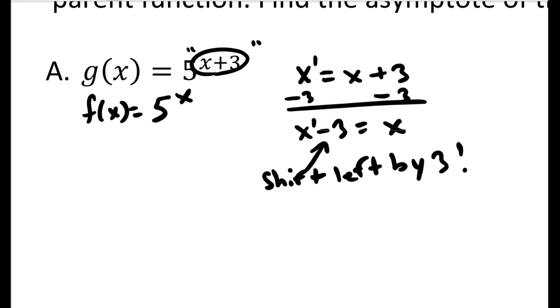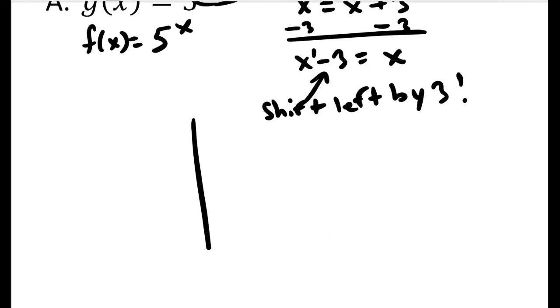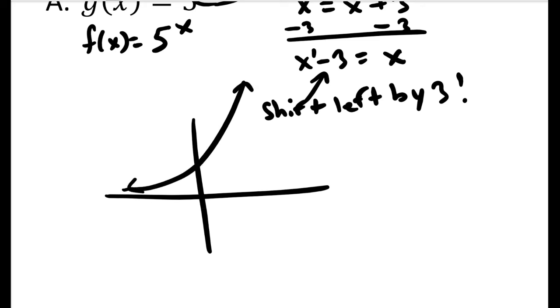So that's what it does. It just shifts it left 3. Now we know that the parent function looks like this, right? Where when x is 1, y is 5, because 5 to the 1 power is 5. When x is 0, y is 1. When x is 2, y is like 25. So it grows pretty fast, right?